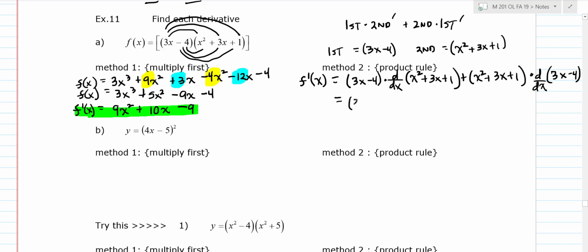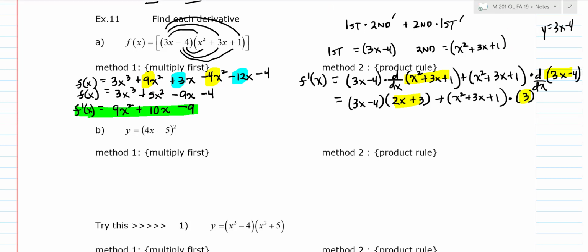Okay, so just bring down the 3x minus 4. Do the derivative here. So you see you're going to do this derivative and you're going to do that derivative. That's the calculus. So we got 2x plus 3 is the derivative there. All right, so we got that taken care of. And then bring down the second function, x squared plus 3x plus 1. And then do the derivative of the second. And that's just like a line. y equals 3x minus 4 has a slope of 3. The derivative is 3. So that's how that goes.